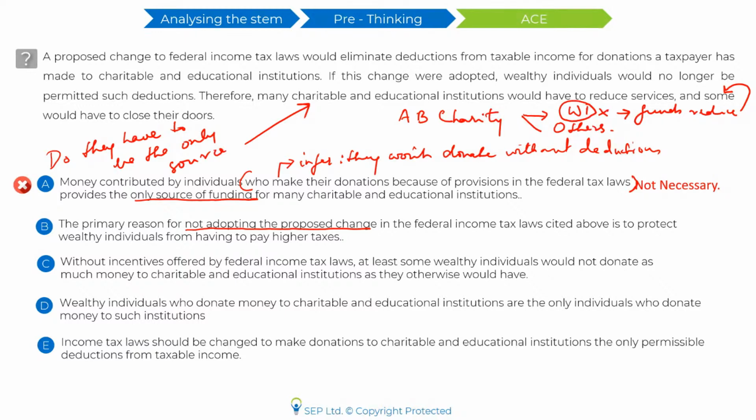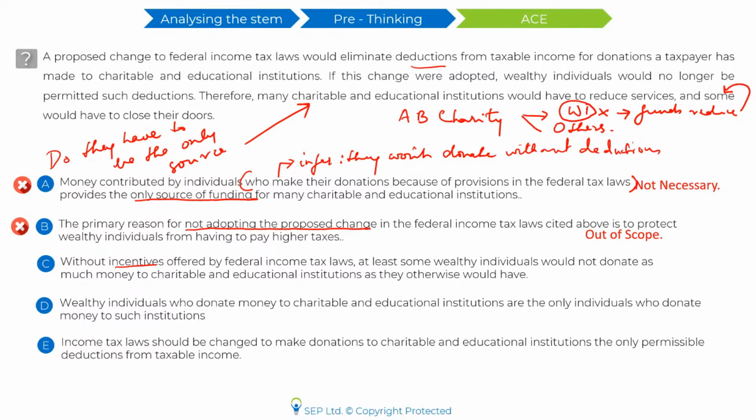This doesn't have to be the primary reason. Okay, so this is totally out of scope. I'm not going to delve deeper into it. Without incentives offered by federal income tax laws. So which incentives are we talking about? Probably these deductions. So in the absence of deductions, at least some wealthy individuals would not donate as much money. So if they would not donate as much money, then clearly there will be a reduction in the funds. If there will be a reduction in the funds, there will be a reduction in the services.